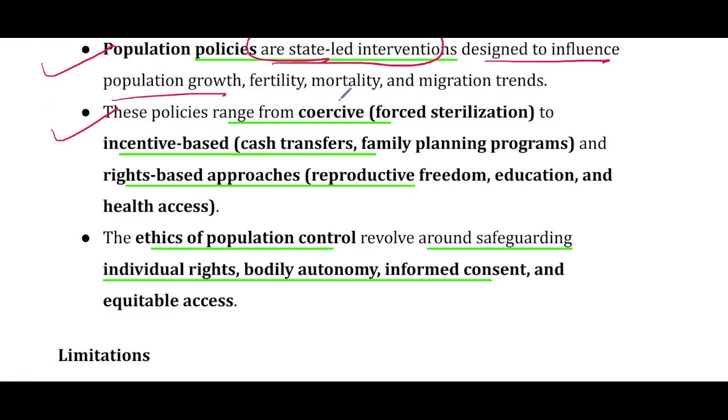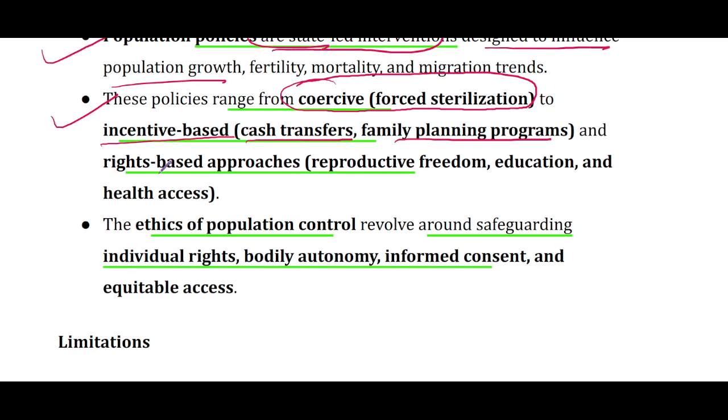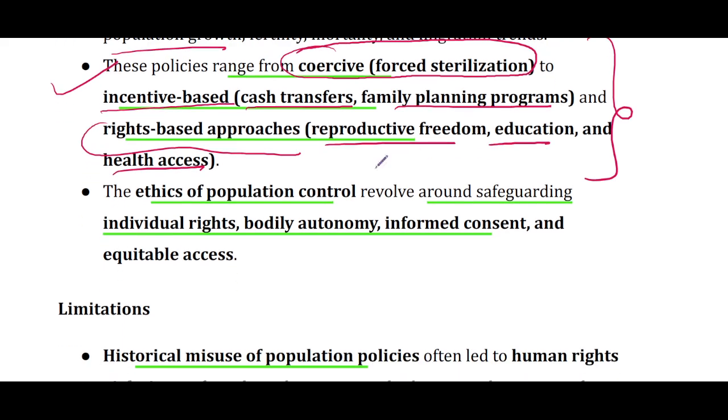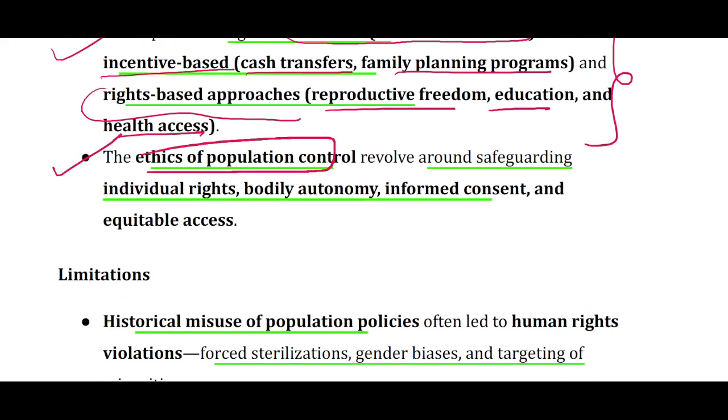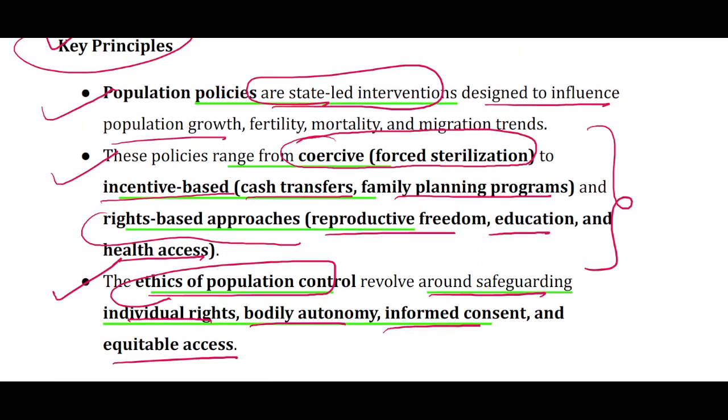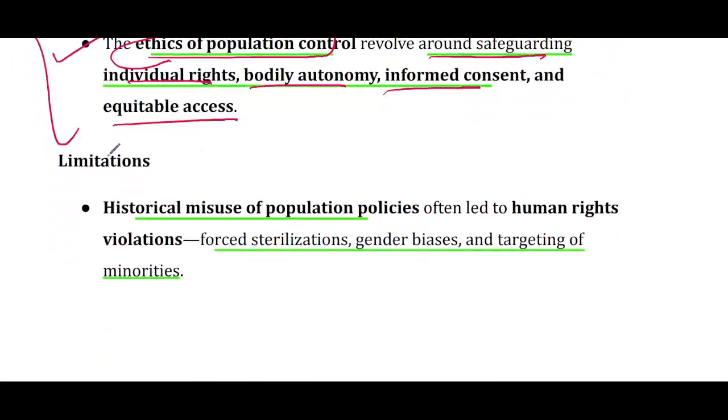Then these policies can range from coercive, an example is forced sterilization, to incentive based, where various incentives such as cash transfer and family planning programs are given, and the modern one, the rights based approach, where reproductive freedom, education, and health access also arrive on the horizon to influence these policy decisions. And the final principle: the ethics of population control revolves around safeguarding individual rights, bodily autonomy, informed consent, and equitable access. और इनमें से अगर कोई प्रिंसिपल आपको समझ में नहीं आया हो, then you can drop a comment.